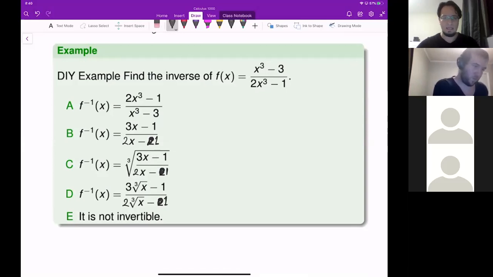So A, this is B, C. So find the inverse of this function.